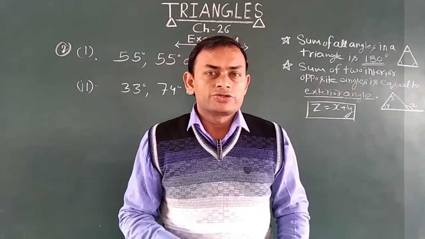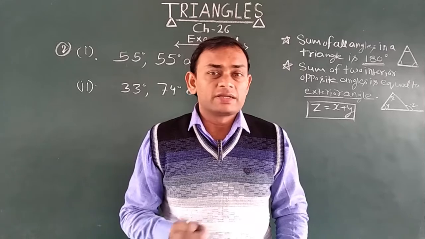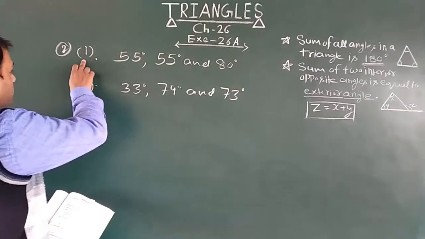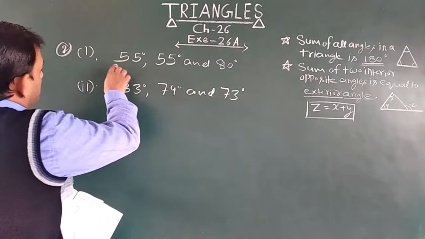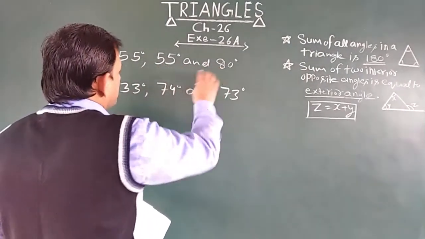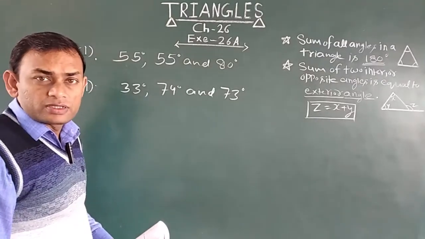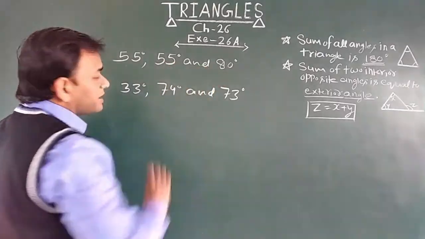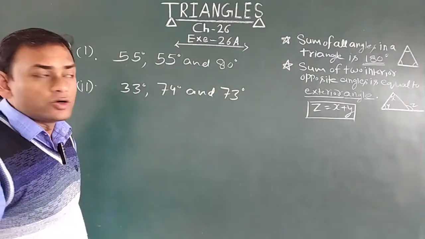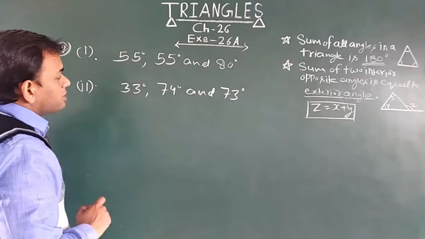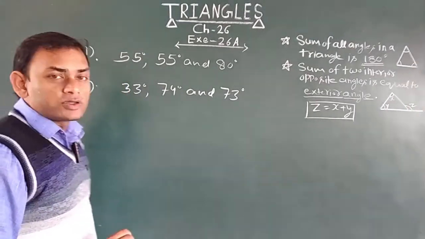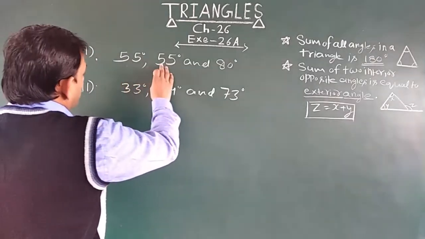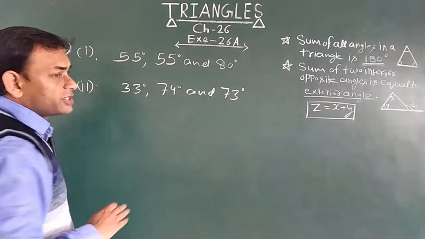Got it? Question number 2 of this exercise asks: can a triangle be possible with the following angles? I have written question number 2 here. This is the first part, and here three angles of a triangle are given: 55 degrees, 55 degrees and 80 degrees. The question asks whether a triangle is possible with these three angles. So how do we know whether the triangle is possible or not? As I told you, the sum of all the angles in a triangle is 180 degrees. So we will check whether the sum of these three angles is 180 or not.